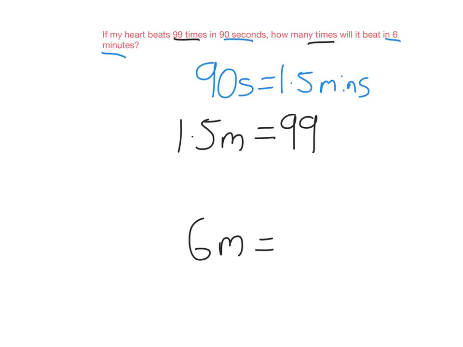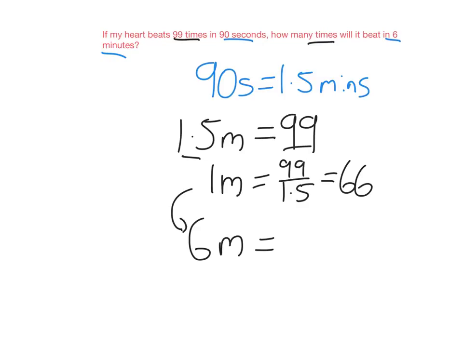Using the unitary method, I find out how many times my heart will beat in 1 minute. To find that, I just go 99 divided by 1.5. You can use your calculator for that, and it gives you 66. So if my heart beats 99 times in 90 seconds, that is 66 beats per minute. Now it's really easy. To go from 1 minute to 6 minutes, I just times by 6. So in 6 minutes, my heart will beat 66 times 6, which is 396 times.